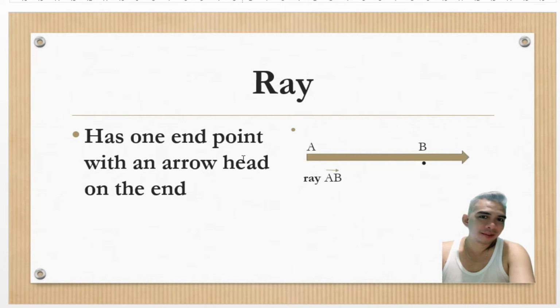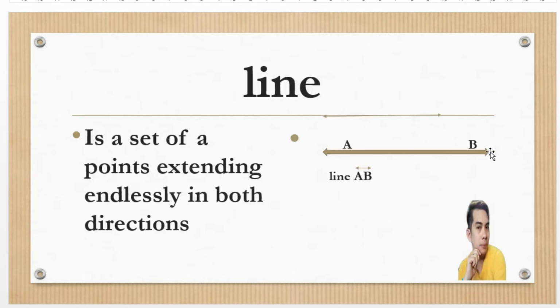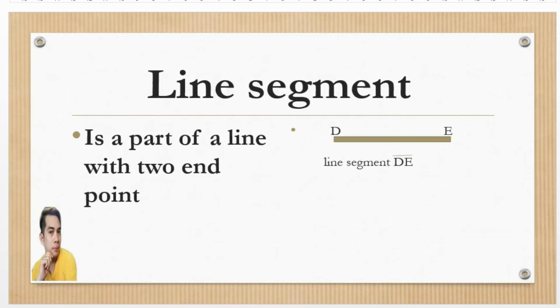Okay, so again, ray has one endpoint with an arrowhead on the end. Okay, so may end po siya at saka may arrowhead po. So unlike po doon kanina sa line na both sides po they have an arrow or both sides extending endlessly. Pwede siya ma-extend.